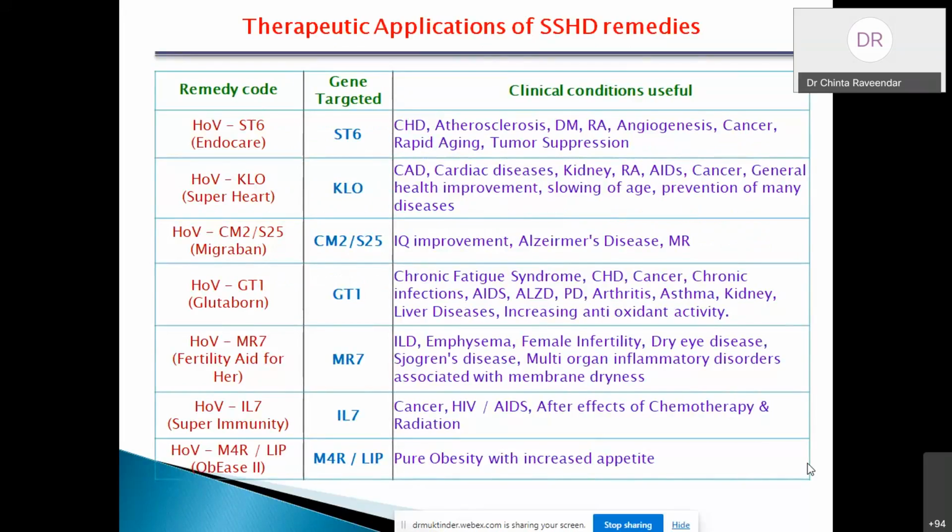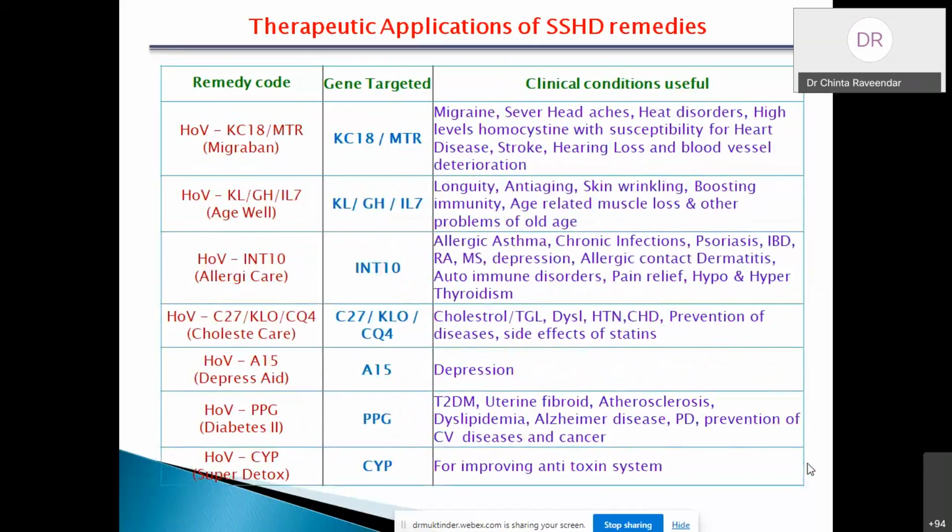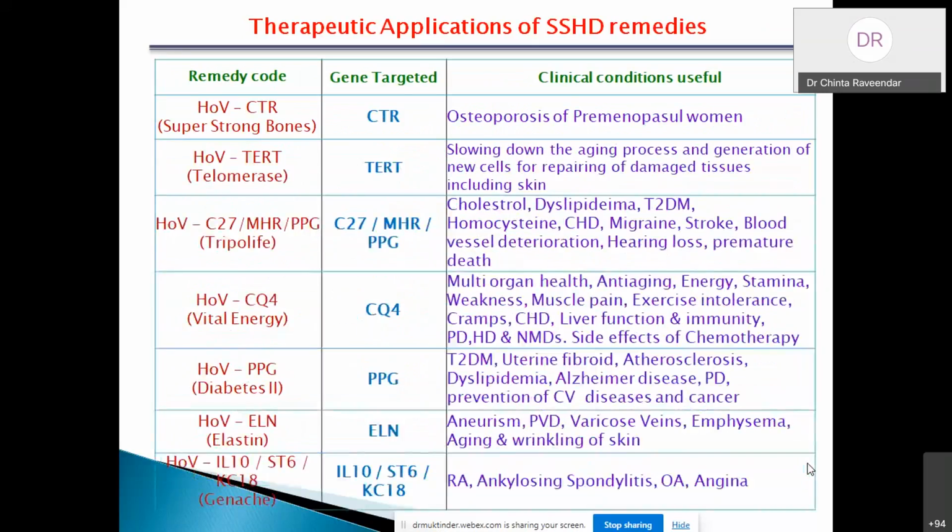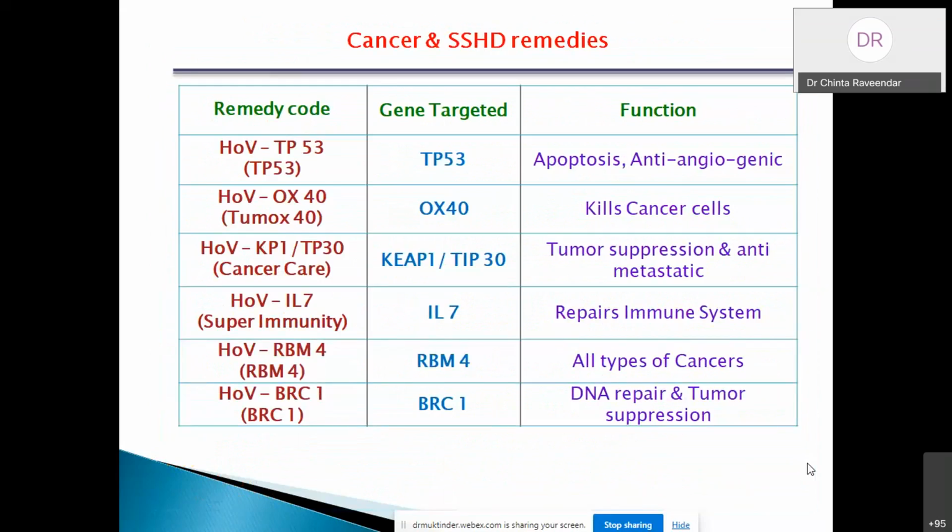If anybody wants to do research on these drugs, they can run many clinical trials by following all the clinical trial registry procedures. Just look at ST6, KLO, IL7; these are the genes. In a similar fashion, another paragraph, and others are also similar. Now let me share only these 5 sequence-specific DNA remedies which are targeting cancer.